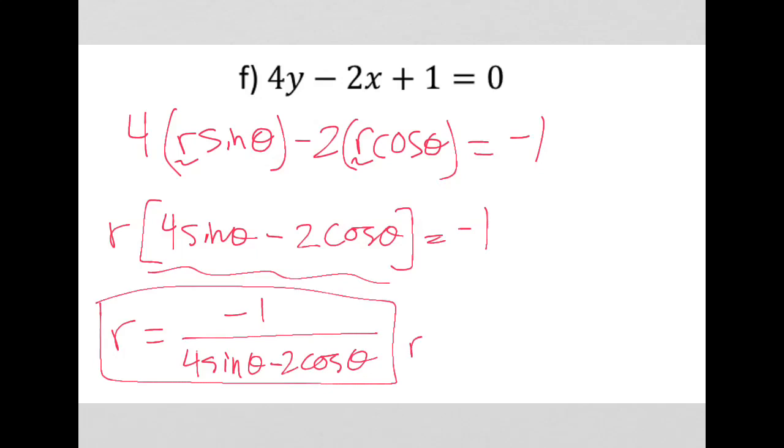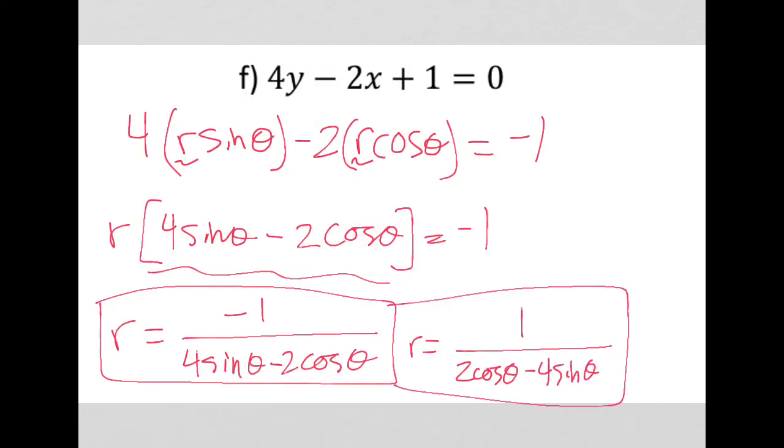I think it looks a little bit better to write it like this. R equals 1 over 2 cosine theta minus 4 sine theta. Ask yourself, why are those two equivalent? Because they absolutely are.